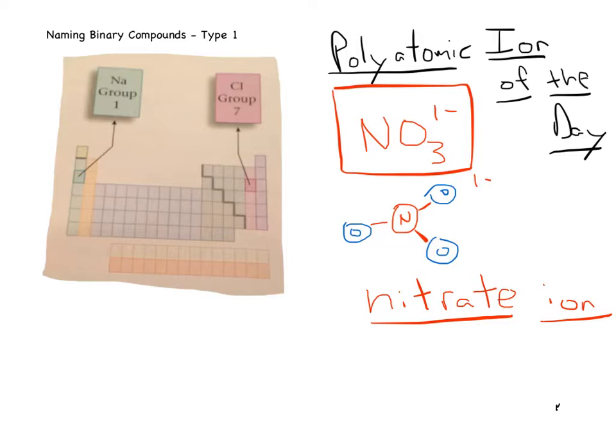All right, so today's main video topic is naming binary compounds. When we look at the word here, binary means 2. Bi means 2, and we're going to look, just in this video, at type 1 binary compounds. Type 1 binary compounds are compounds that do not involve the transition metals.